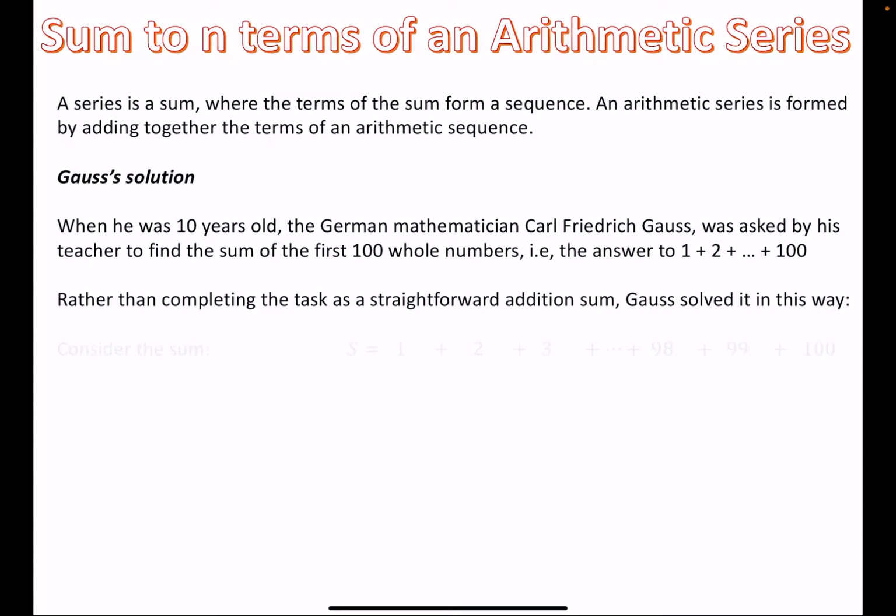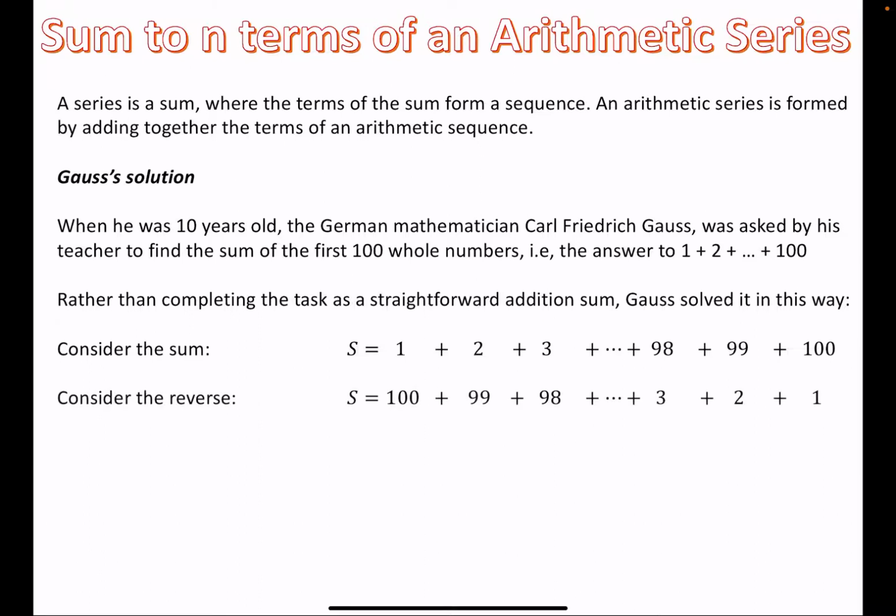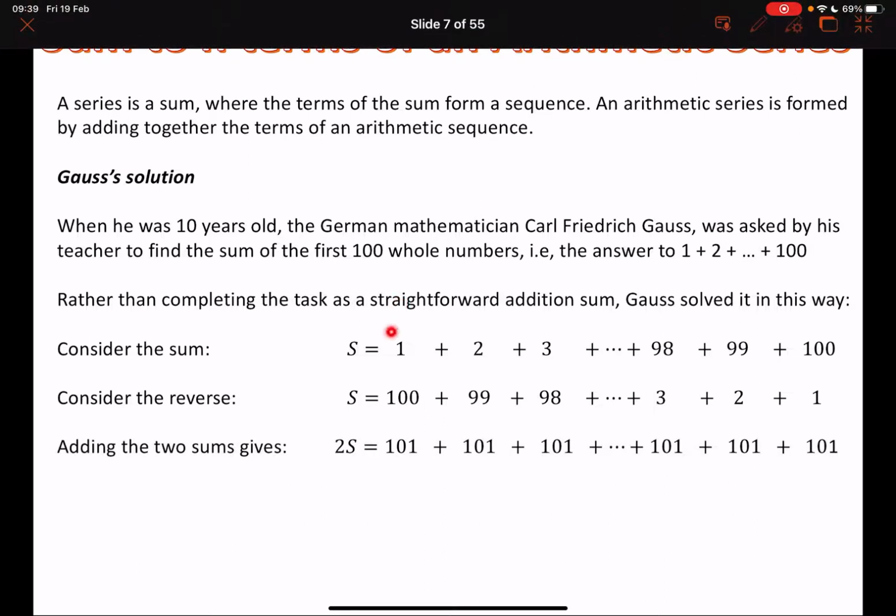What he looked at was the sum as it is, 1 plus 2 plus 3 all the way up to 100, but then he reversed that sum and considered 100 plus 99 plus 98 all the way down to 1. By looking at it this way, he could see that if he added those two series together, taking the first term in each and then the second term in each, each time he added them together, he would get 101.